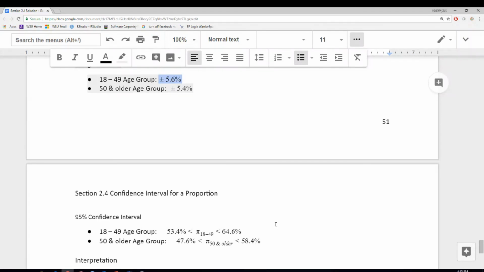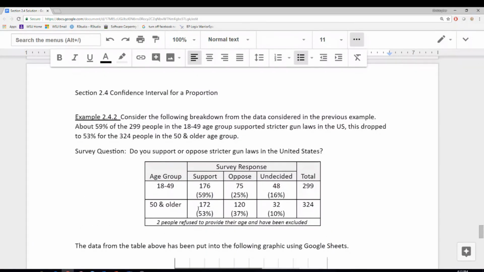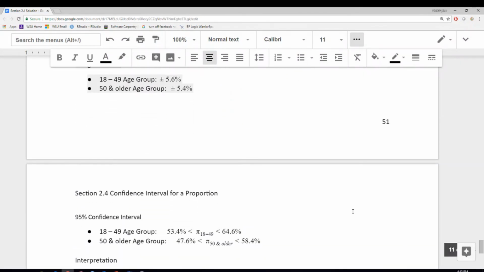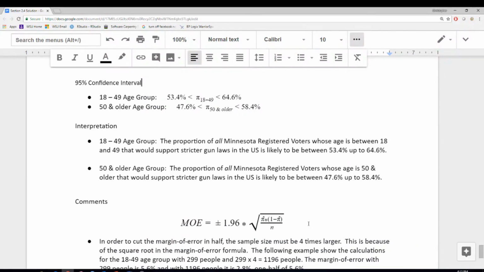I do the same thing for the 50 and older age group, except here I'm going to be starting with 53%. Okay, so their percentage, the starting point, is at 53%. So take 53% subtract 5.4, take 53% and add 5.4, and that's where I get these quantities here. Okay, the interpretations are going to be very similar to what we had above. We are talking about all Minnesota registered voters again here.